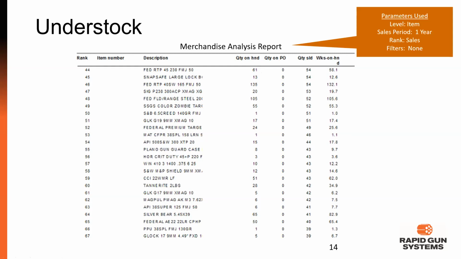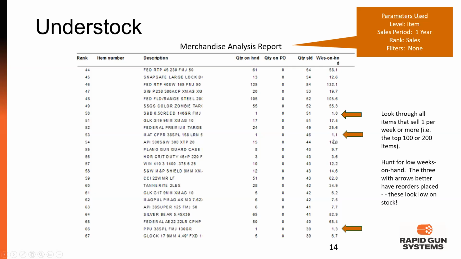But my purpose in running this is, let's say, for my top 200 sellers, and I'm looking through here to find where my weeks on hand is really low. Look at this item. I've only got a week on hand of 1.1 of this one. Down at this one, I have only got a weeks on hand of 1.3. That means within a week to a week and a half, I'm going to be completely out of stock of an item that is in my top 100. And you can see here, my quantity on PO, I don't have any of those 3 problematic items on order.